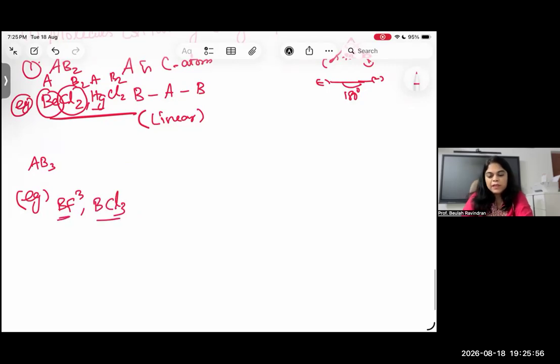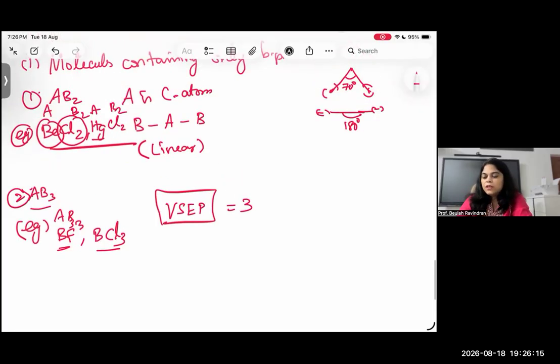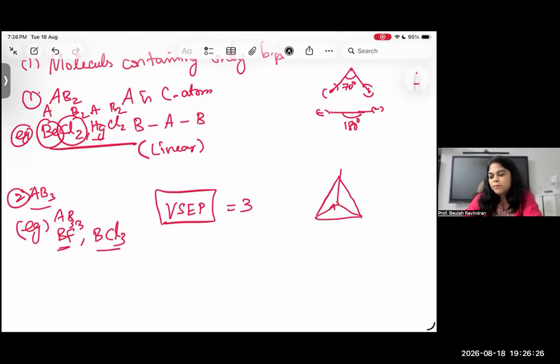So these are all the examples of AB3. Okay. So here how many VSEPs, valence shell electron pairs? Three. Right? And in order to reduce the repulsion, these electron pairs are arranged at an angle of 120 degree. There is no other go. So these three bond pairs should be arranged at 120 degrees. See here it is A, B, B, B. So it attains this kind of shape.